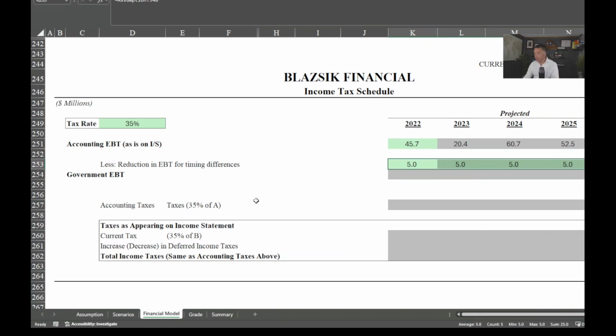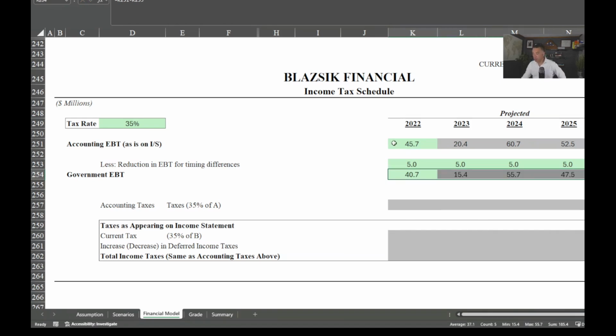And then the next line is we want to know what the government is going to say you have to pay today. You have to be taxed on this amount because they let us, because of timing differences, not have to be taxed on that 5 million. So the government EBT is just the original EBT minus the timing differences of 5 million. So I'm going to bring that across.